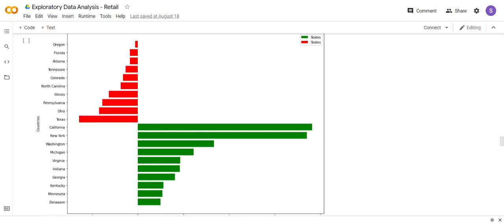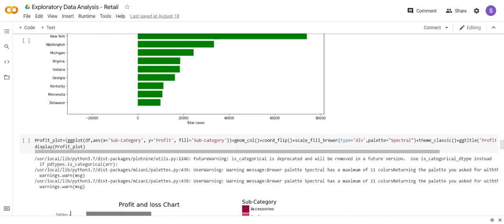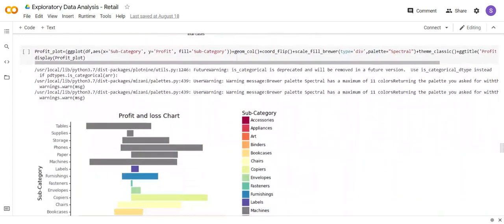So we need to focus on these areas where sales are not happening that much, or where we are not making profit, and we need to find out why it is happening, and why people are not buying products and giving profit in these states.